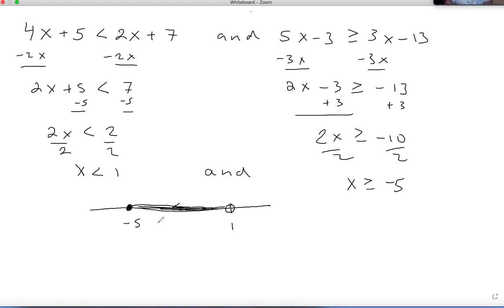So then when we go to write that in interval notation, when we have a solid dot, that's a bracket. So on this end it will be a negative 5, and we always go left to right. And then this end is an open dot, so that's going to be a parenthesis, saying we're going up to 1 but not including it. So brackets always for solid dots, parentheses for open dots, and then also infinities.